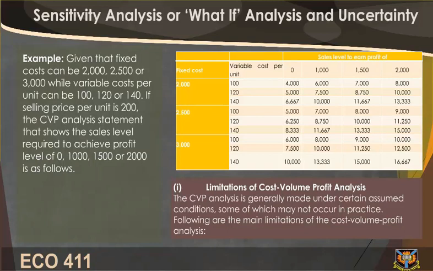Example 2. Given that fixed costs can be 2,000, 2,500 or 3,000, while variable cost per unit can be 100, 120 or 140. If selling price per unit is 200, the CVP analysis statement that shows the sales level required to achieve profit level of 0, 1,000, 1,500 or 2,000 is shown below.